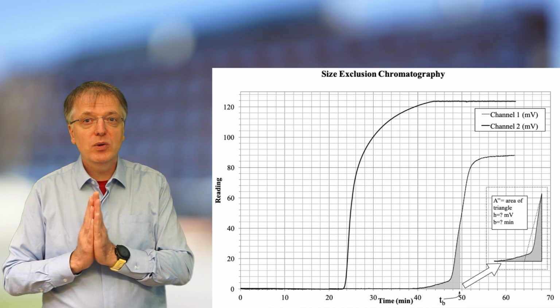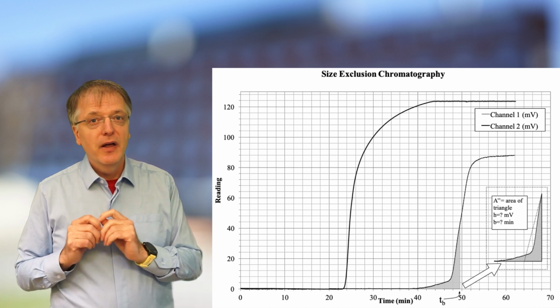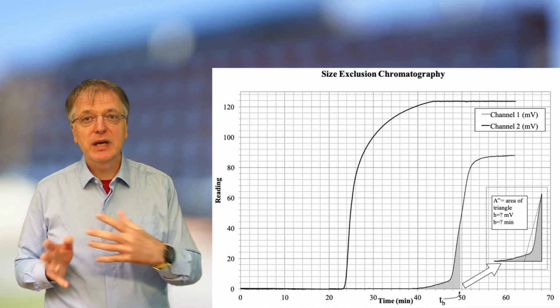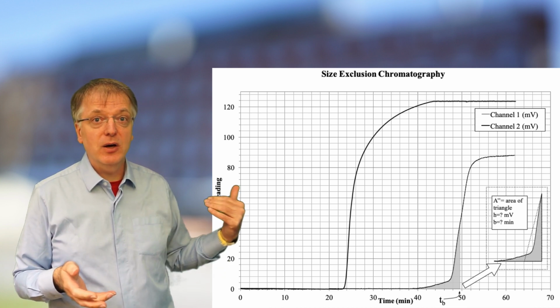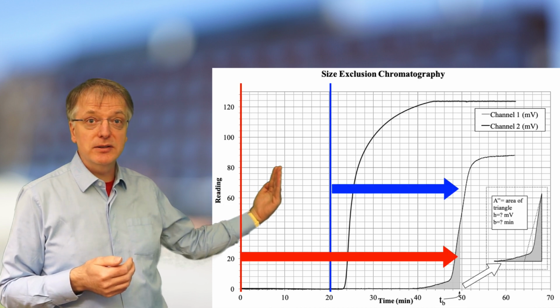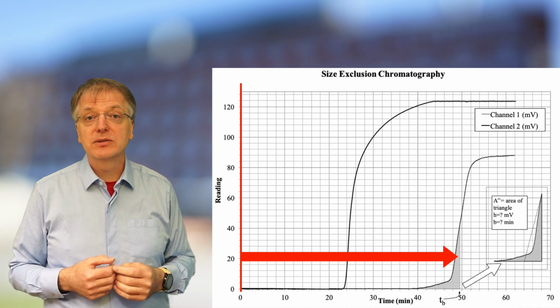I recommend you all to also try to figure out the answer to this question. Does it matter for the benzoic acid to PEG ratio if you start collecting the flow in the outlet at t equals 20 minutes, or if you start collecting at t equals 0 minutes?